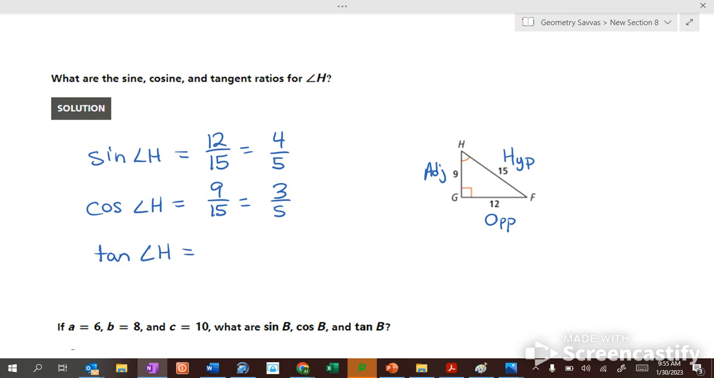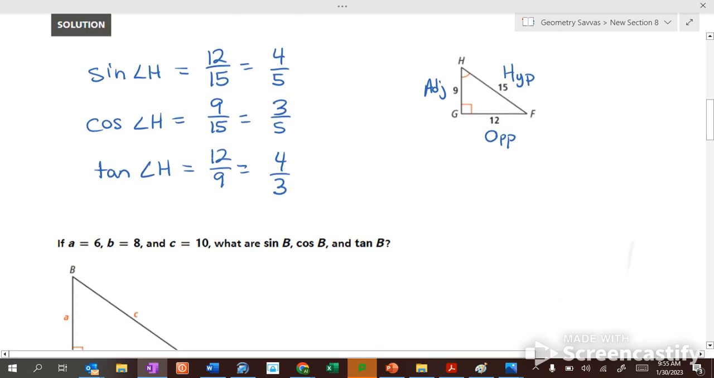And the tangent of angle H. What is the tangent of angle H? 12 over 9. Opposite over adjacent. 12 over 9, divide them both by 3, is 4/3. Okay? Sine, cosine, and tangent. Writing ratios. Okay? Let's do that again.